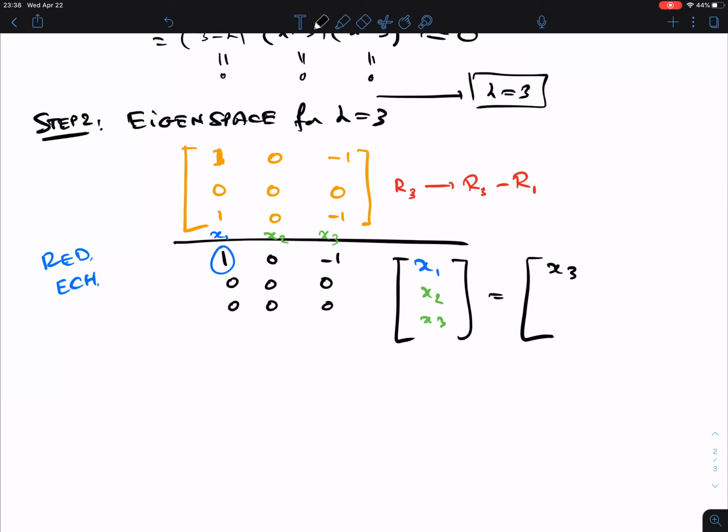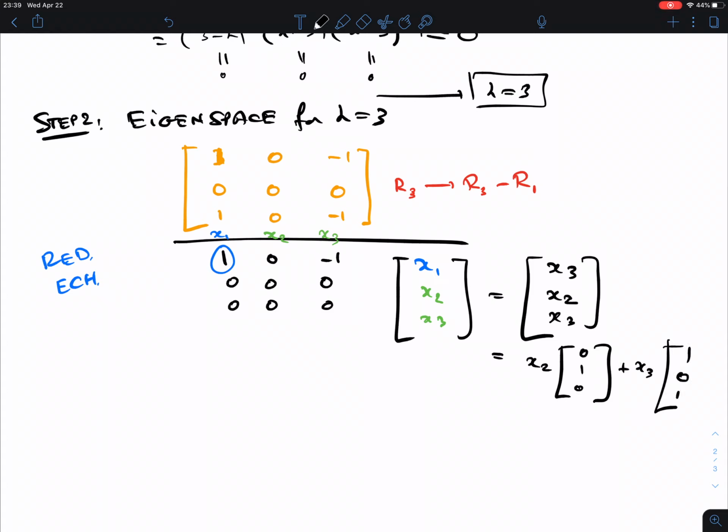So that means x1 equals x3 here. Okay. X2 is a free variable, so it's equal to itself, and so is x3. Okay, so we see, we split now the part that has an x2 in it, that's 0, 1, 0, and then the part that has an x3 in it is 1, 0, 1. So this is a basis for our eigenspace. And notice here that we have two vectors, two basis vectors, so this eigenspace is two-dimensional. But we're sitting inside the three-dimensional space, right? Okay, that's how these questions go.